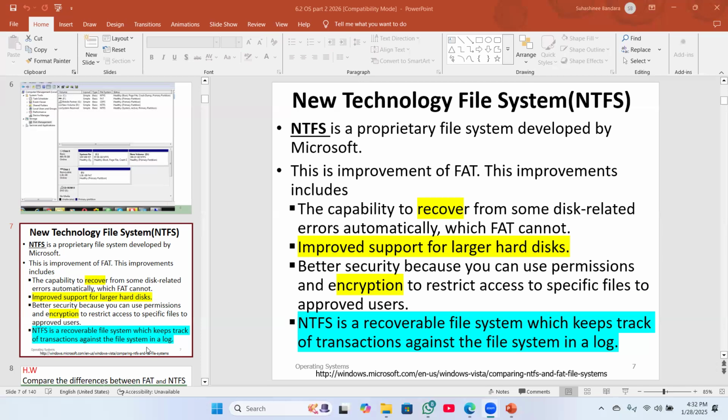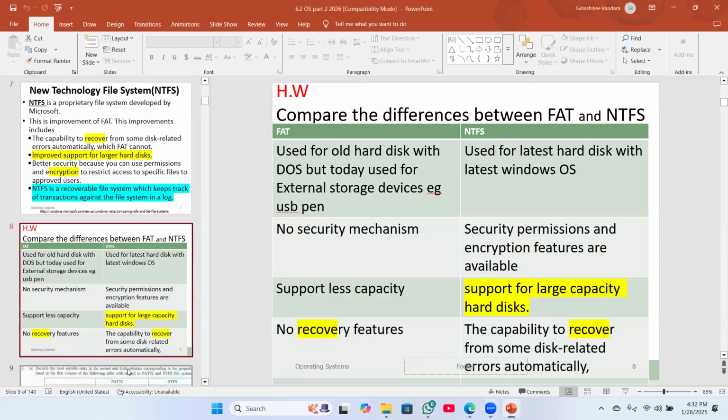Normally the FAT system is there in USB pen drives, but NTFS has the security mechanism, encryption and recovery options. So it supports us to take the previous record if any issues come up with the storage. So compare the differences between FAT and NTFS.